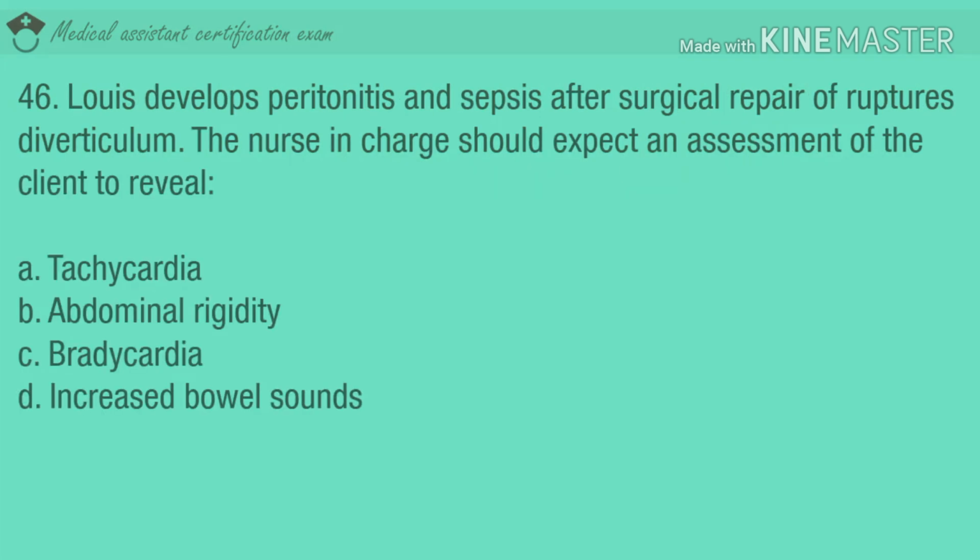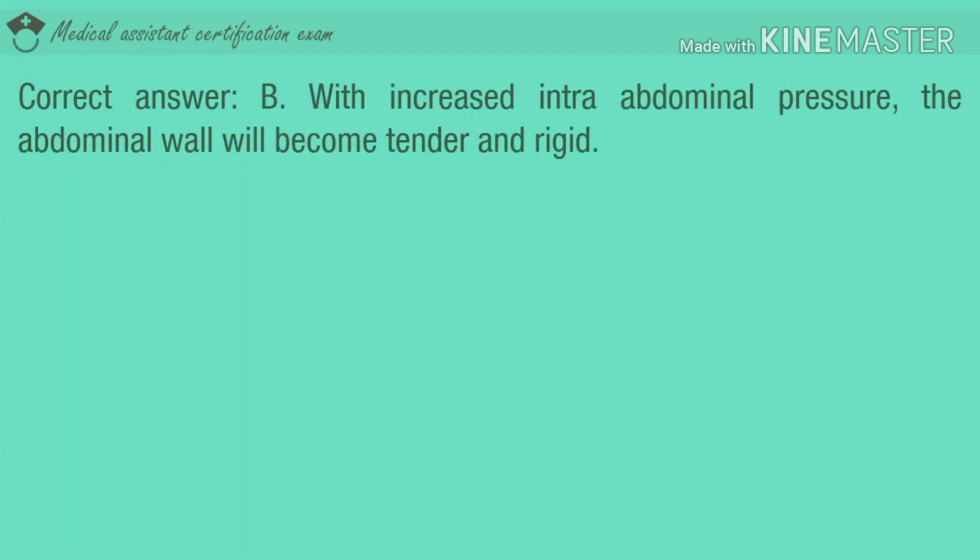Question 46. Louie develops peritonitis and sepsis after surgical repair of a ruptured diverticulum. The nurse in charge should expect an assessment of the client to reveal: A. Tachycardia. B. Abdominal rigidity. C. Bradycardia. D. Increased bowel sounds. Correct answer, B. With increased intra-abdominal pressure, the abdominal wall will become tender and rigid.